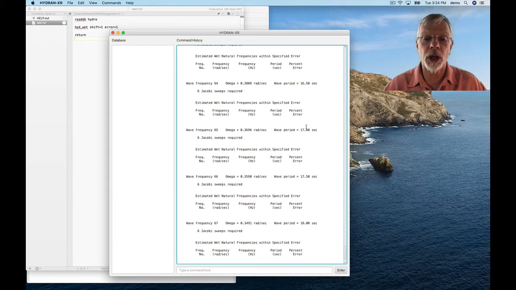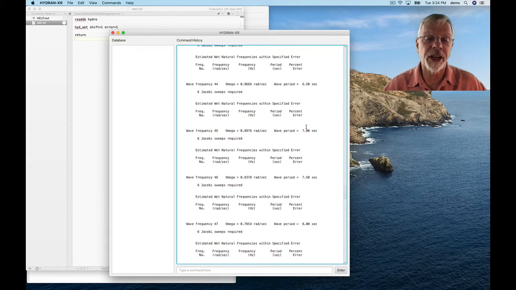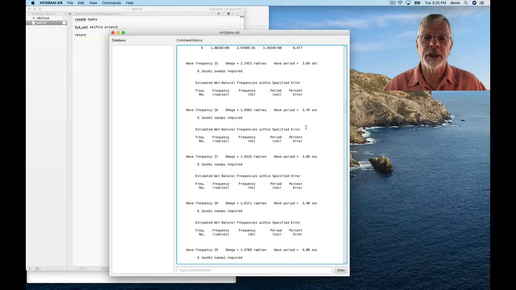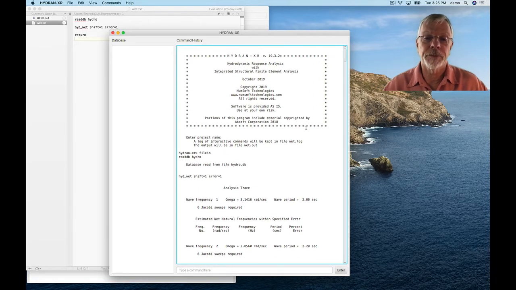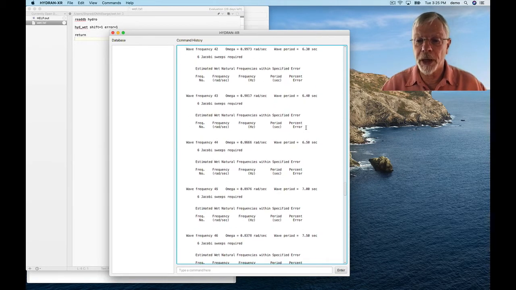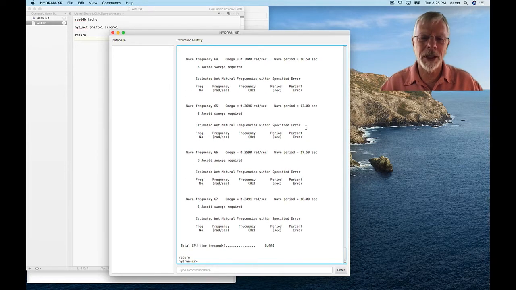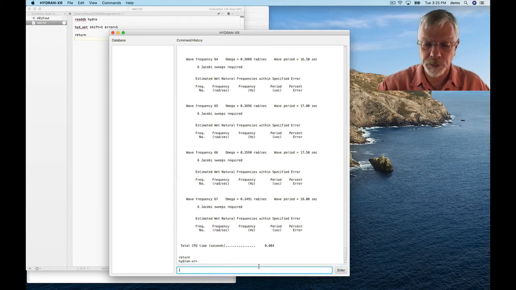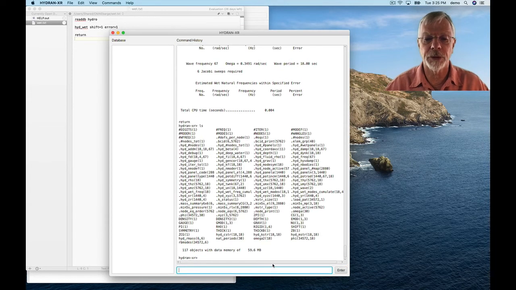That's a pretty small, fine tolerance, so one may want to use a larger one, depending on how interested you are in finding these wet natural frequencies.